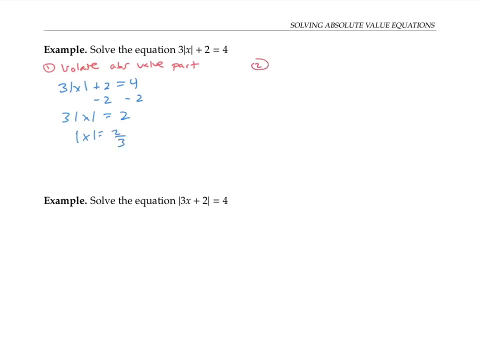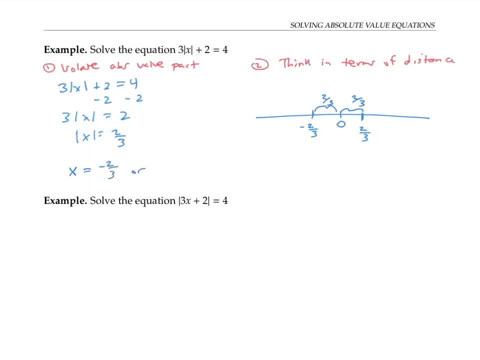Now I'll think in terms of distance. On a number line, the absolute value of x is 2/3 means that x is 2/3 away from 0. So x could be here or here, at -2/3 or at 2/3. And the answer to my equation is x is -2/3 or 2/3.